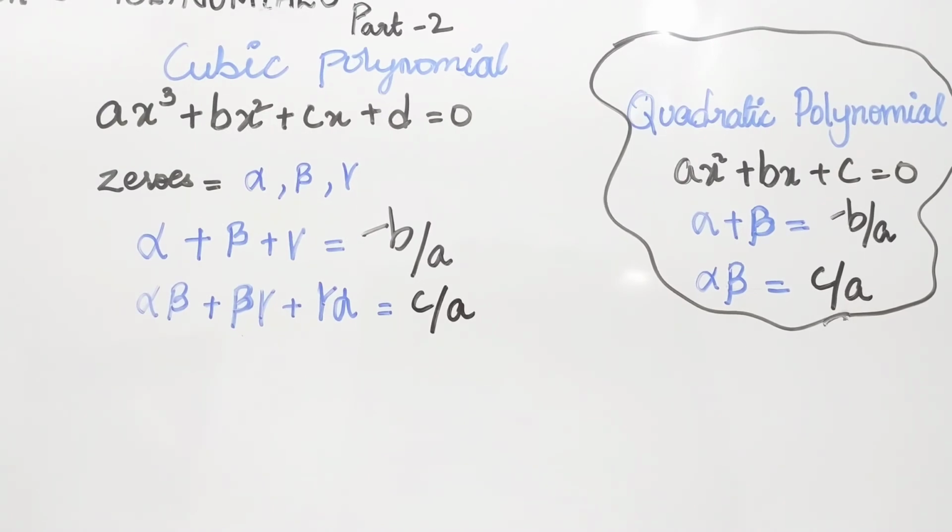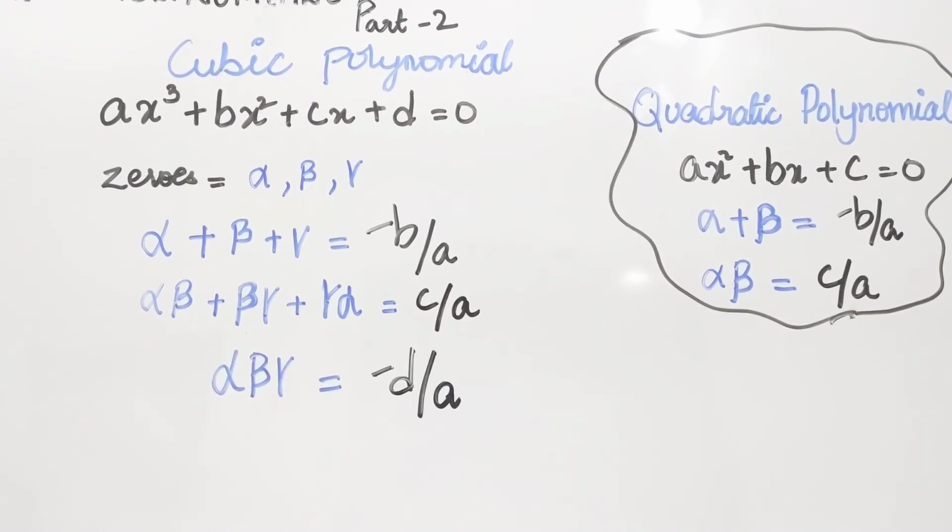So you took 1 at a time, you took 2 at a time, now take 3 at a time. You will get alpha into beta into gamma, that is nothing but minus d by a. You clearly see a pattern, right? When you take the roots 1 at a time and add them up, you get minus b by a. 2 at a time and add them up, you get c by a. 3 at a time and add them up, minus d by a, right? Alternately, plus and minus signs. Same relationship using quadratic we were able to derive for cubic as well.